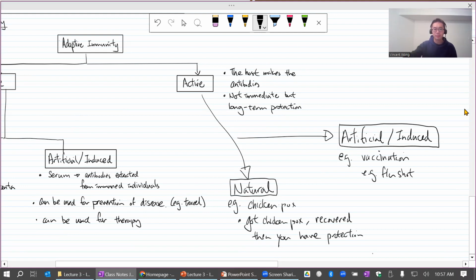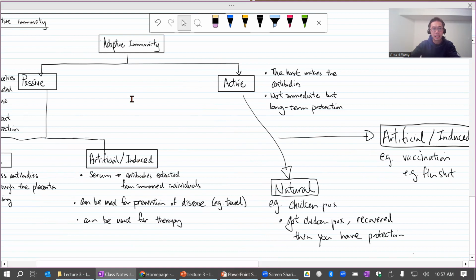So there you have it. The 4 different kinds of adaptive immunity. So be able to identify examples. If I give you an example, you should be able to tell me whether it is artificial active, natural active, artificial passive or natural passive. That is it for now. We still have like 20 slides to go or so, but that's okay. We'll do it next week.